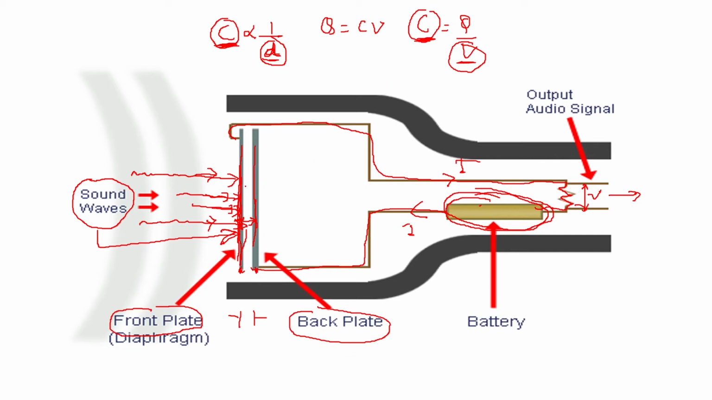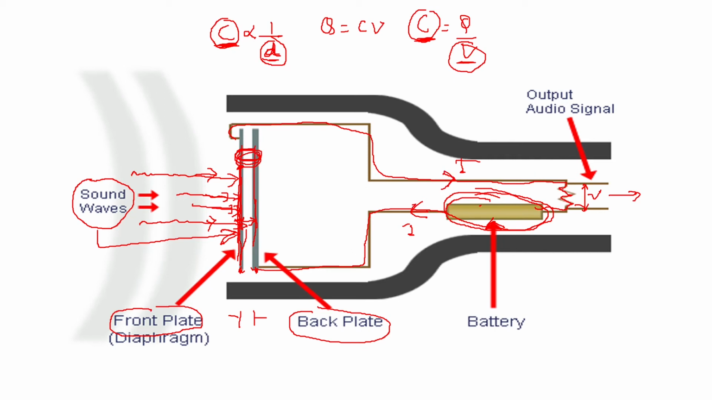Now here, as the sound waves strike, there will be a mechanical vibration. This vibration will give variation in capacitance here. This variation in capacitance is connected in a circuit with a battery energized here, voltage is given and a current is flowing. So this variation in capacitance will vary the current which is flowing in the circuit.